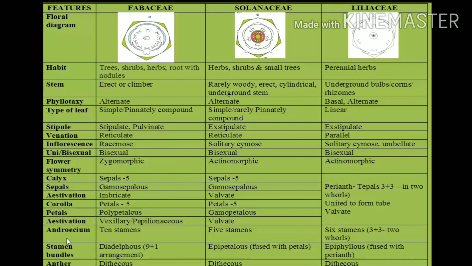Moving on to the reproductive parts, Androecium, Fabaceae have 10 stamens arranged in 2 bundles, that is diadelphous 9+1 arrangement. In case of Solanaceae, 5 stamens are present. They are fused with the petals. The condition is epipetalous. And in Liliaceae, there are 6 stamens arranged in 3+3 in 2 whorls, and that is fused with perianth, that is epiphyllous. Moving on to the anther, all of them have a dithecous or a bilobed anther.